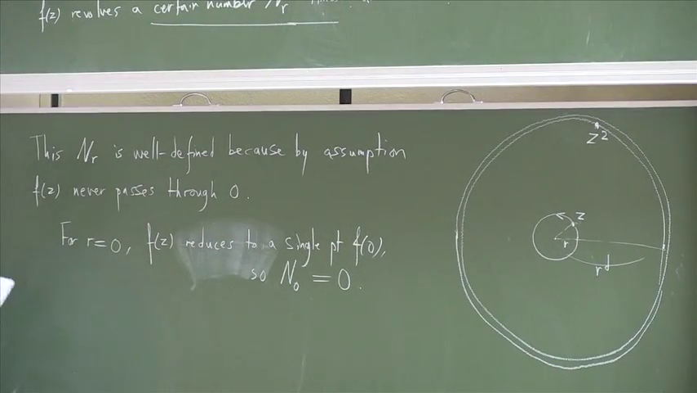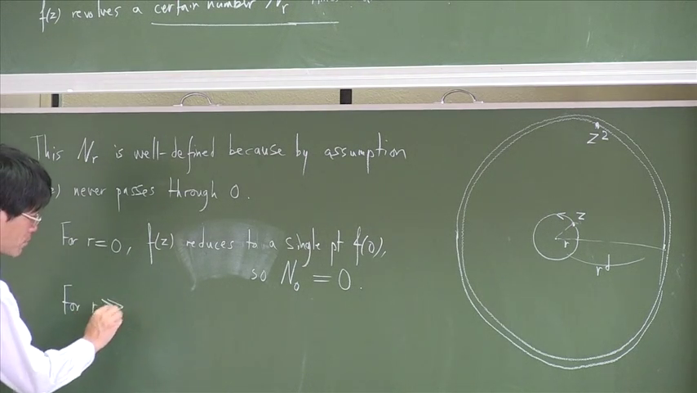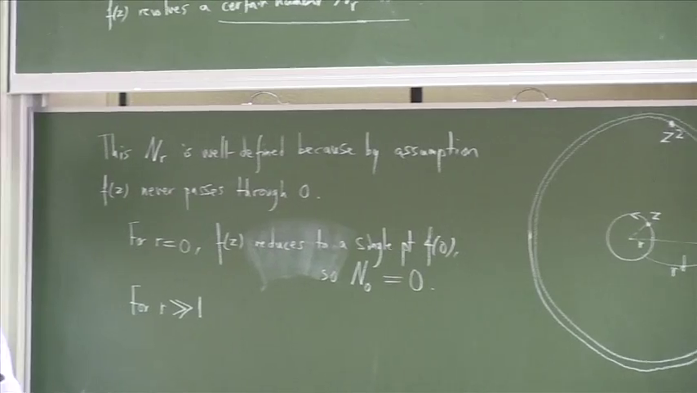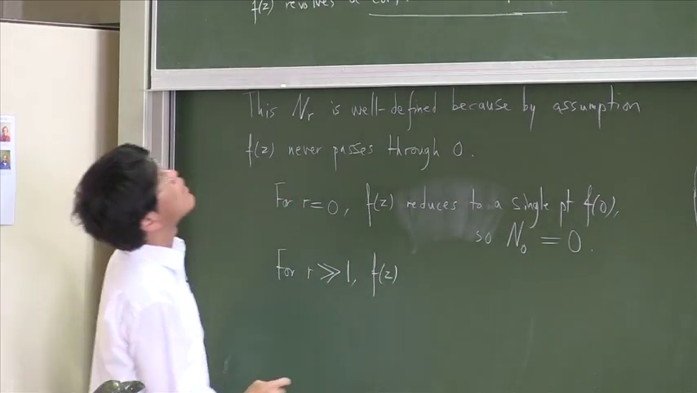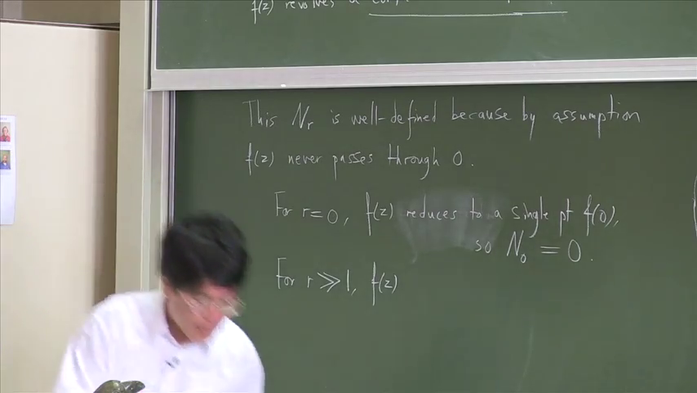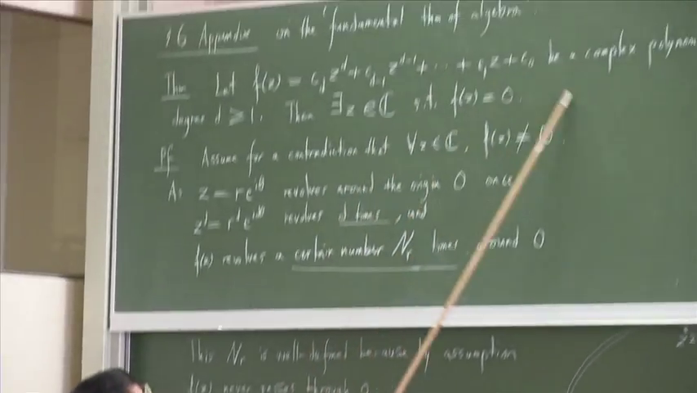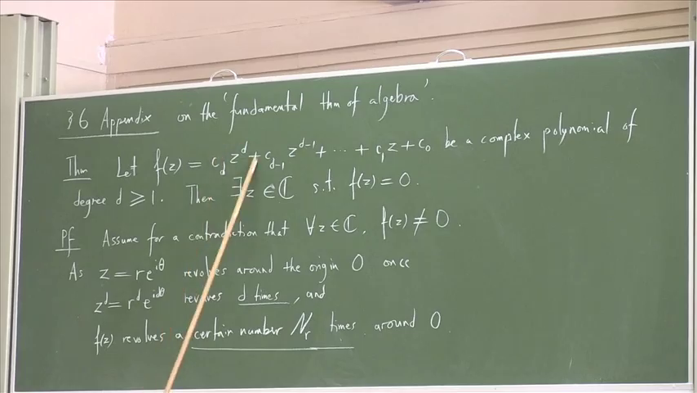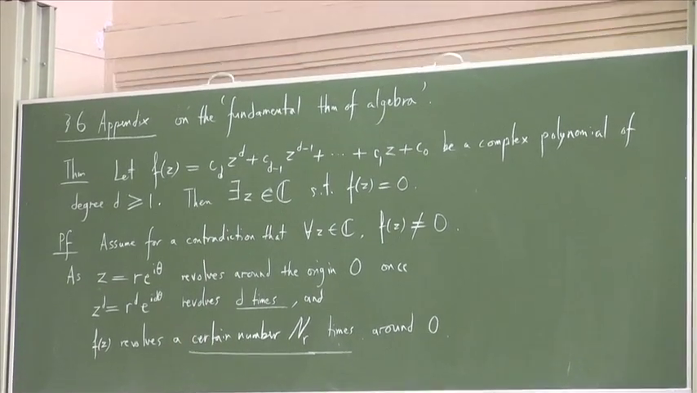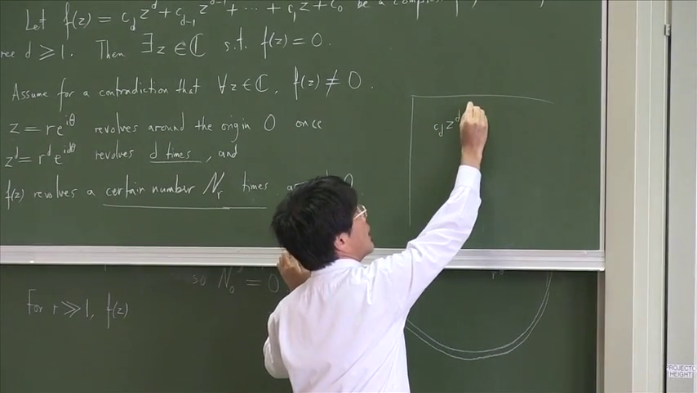Okay? On the other hand, if r is very large, this is my notation for very large. Okay. Well, what is f of z then, when z is very large? In that expression, we wrote, this is the highest order term, and all the others are lower order terms. So if z is huge, this term is going to dominate, and the others will be insignificant. One way to see it, if you are a little nervous, is to write this as c_d z^d, and you factor it.